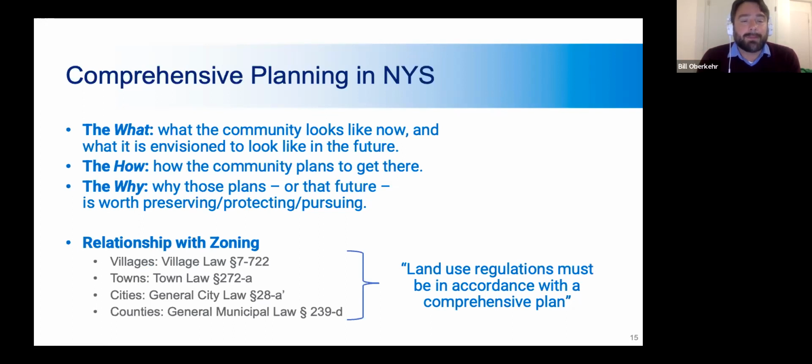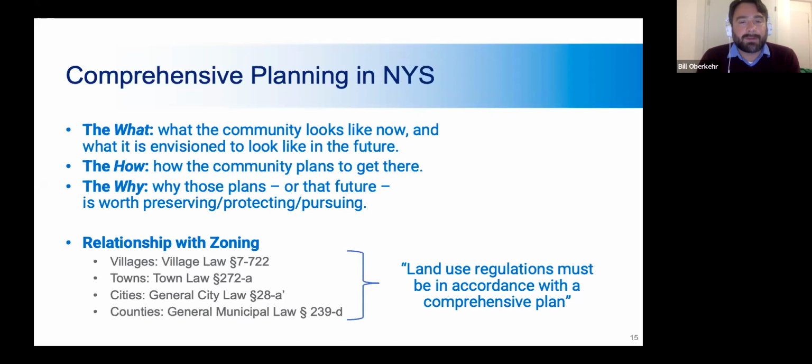So these are the components of a comprehensive plan. I probably should have let folks know that, and we'll get into how energy fits into this framework in the next part of the presentation. But we're looking at what the community looks like now, what we envision it to look like in the future. We also want to consider how we plan to get there. We don't just want to throw out goals and not have any plan to achieve them. And then we also want to justify what we're doing. So why is that present or that future vision worth pursuing? Why is the present worth protecting?